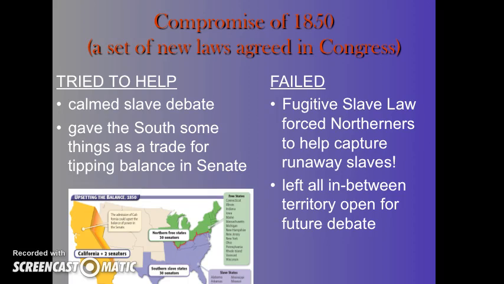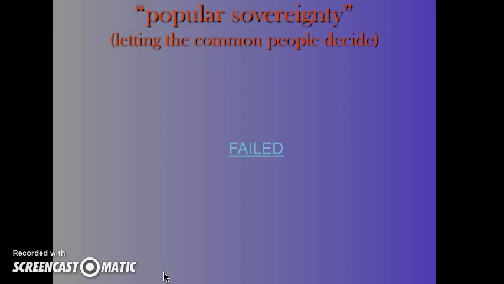Another problem is that all that in-between territory between Texas and California is left open for future debate. Slavery might be able to happen there. So again, it's just moving the discussion to later on. And here's another failed compromise, one called popular sovereignty, which is a fancy way of saying whatever's popular, whatever the people want, let them decide.